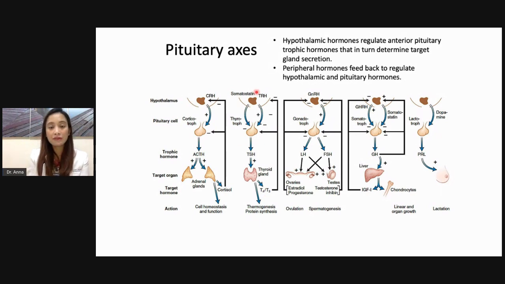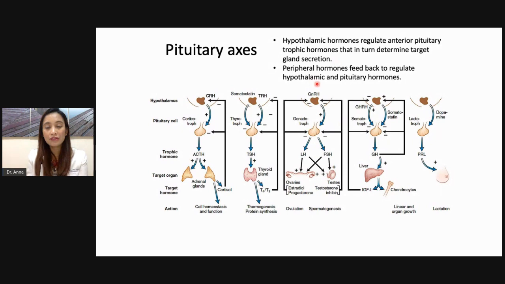It's notable that somatostatin has an inhibitory effect on this axis. Actually, somatostatin has inhibitory effects on other axes as well. So next we go to your hypothalamic-pituitary-gonadal axis.